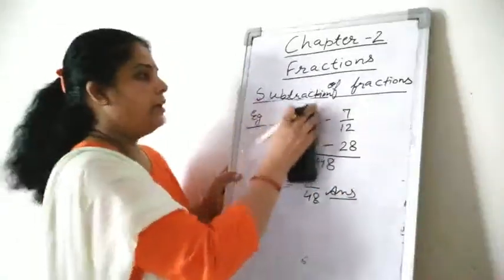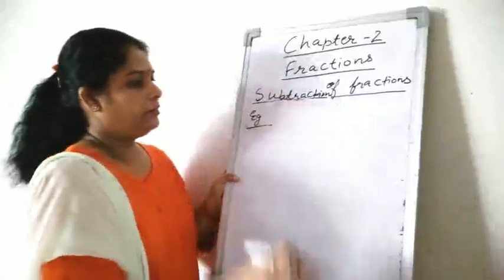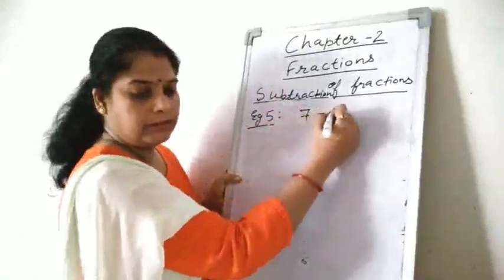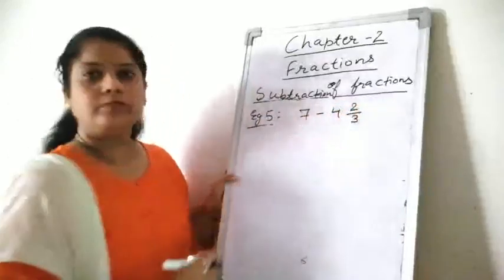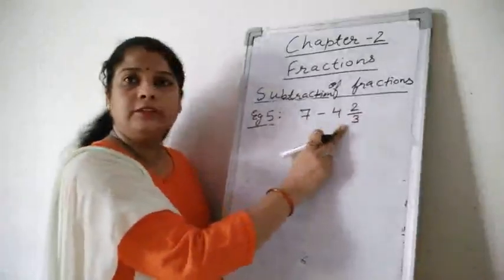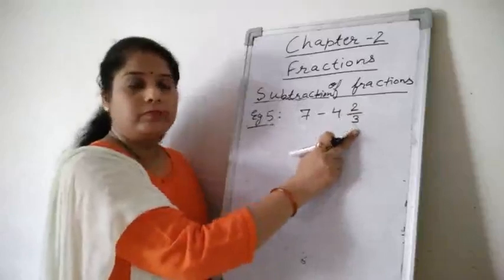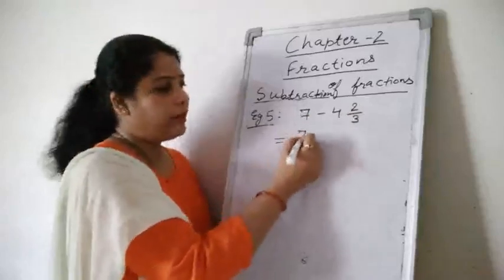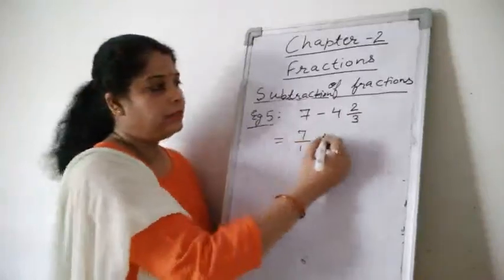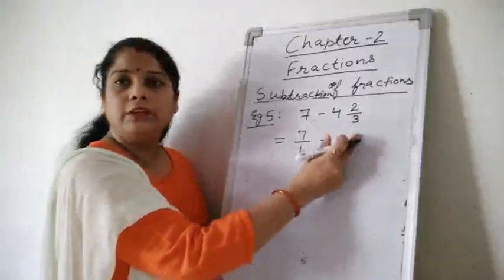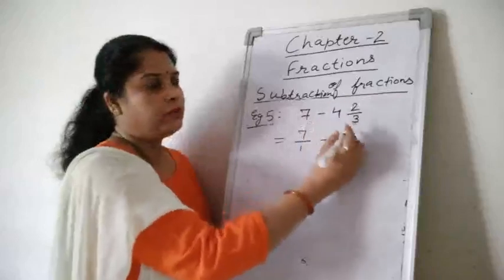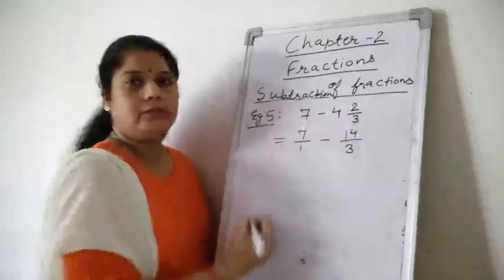Now again I am taking one example of subtraction. Example number 5. 7 minus 4 2 upon 3. Here we have one whole number, that is 7, and one mixed fraction, that is 4 2 upon 3. To this whole number we can write 7 upon 1, writing 1 in the denominator, and minus this we will convert into an improper fraction. 4 3s are 12 and 12 plus 2, 14 upon 3.